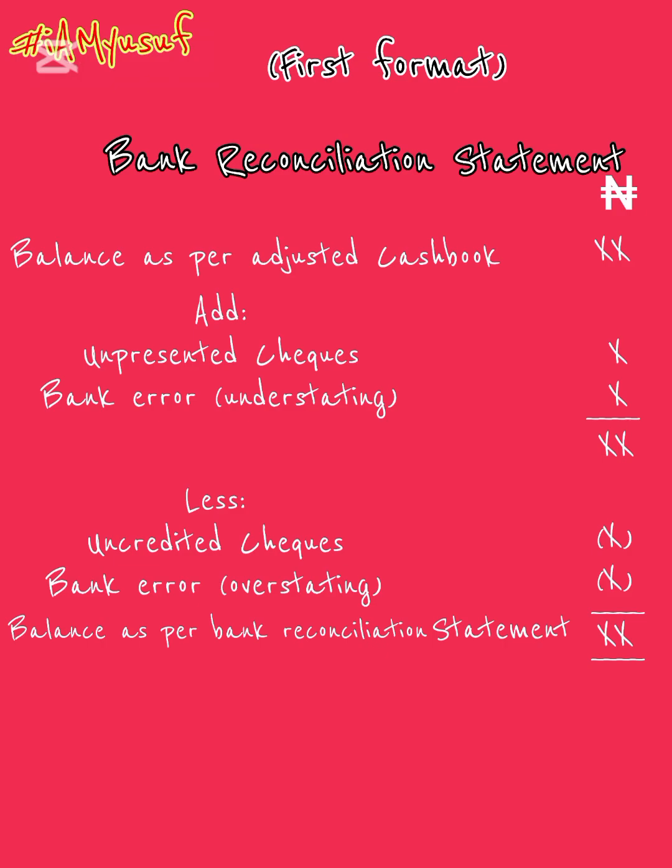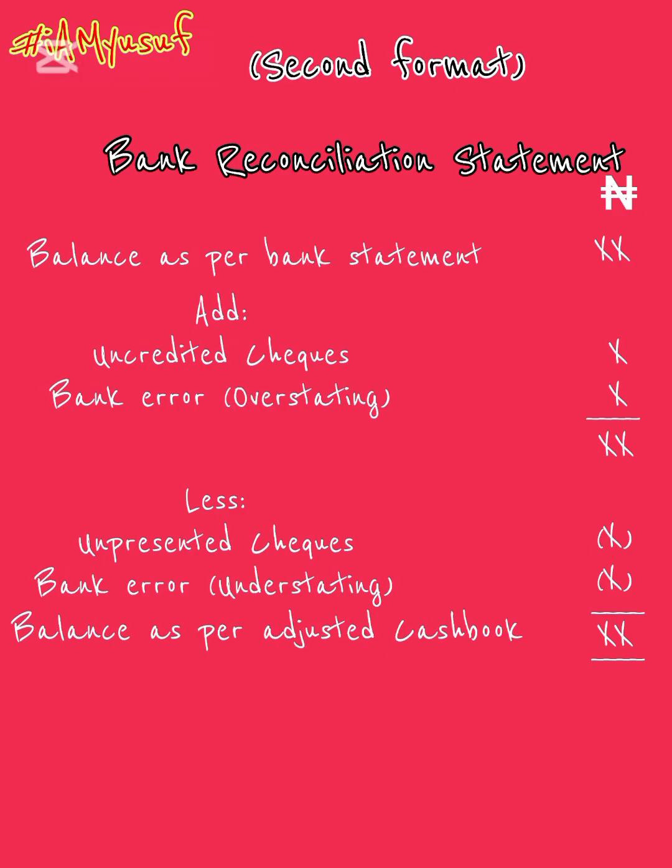Then the bank error that is overstating and increased, you have to reduce that part to the normal. Then that will be the balance as per bank reconciliation statement.